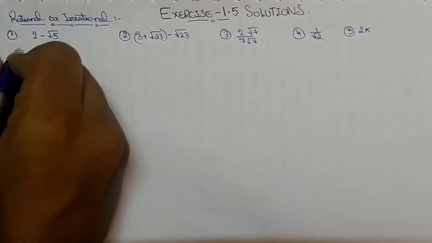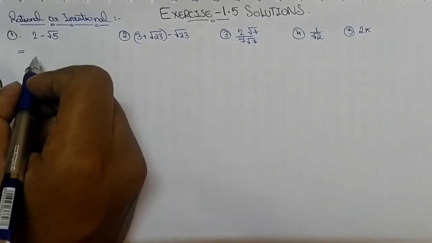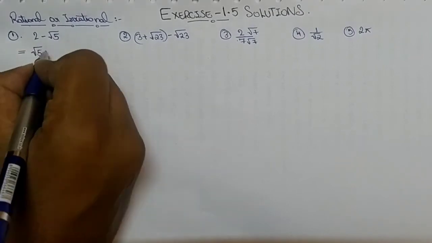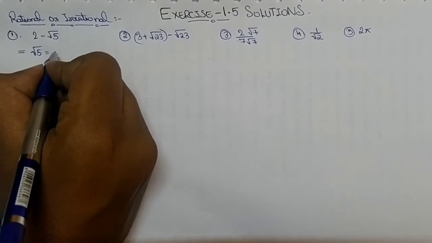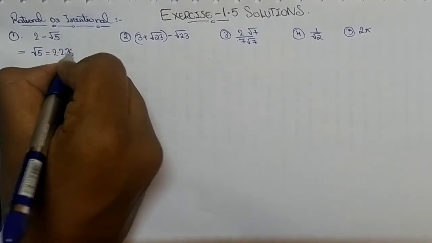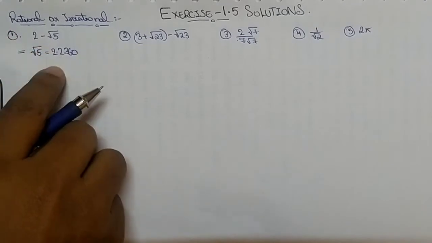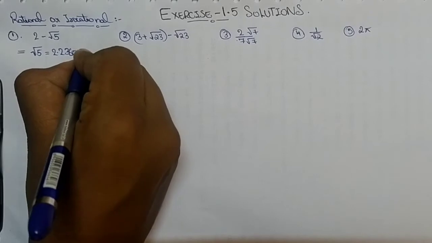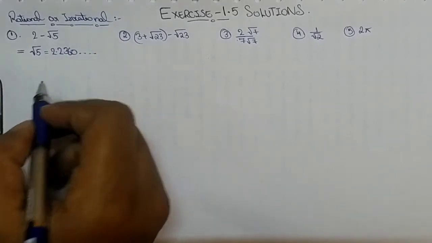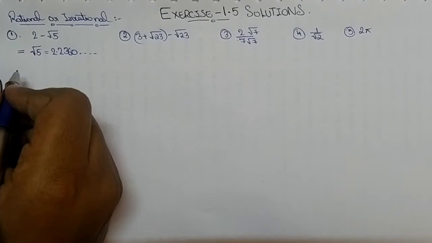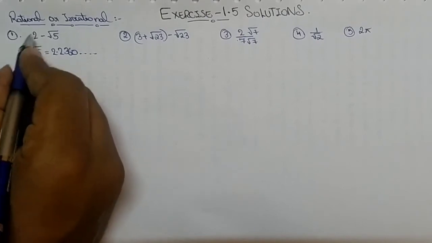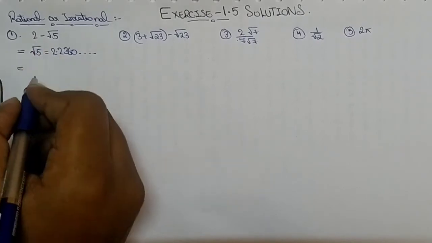Here the first question is 2 minus root 5, and we know the value of root 5 is approximately 2.2360. This is the approximate value of root 5, and this never stops, it continues because it's an irrational number. Root 5 is an irrational number, and if we add any rational to an irrational, it gives irrational only.